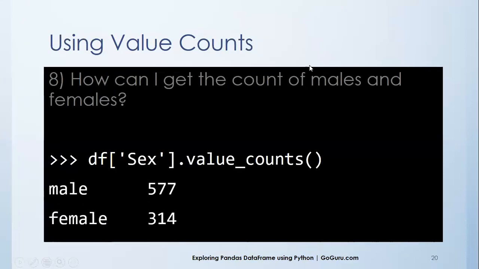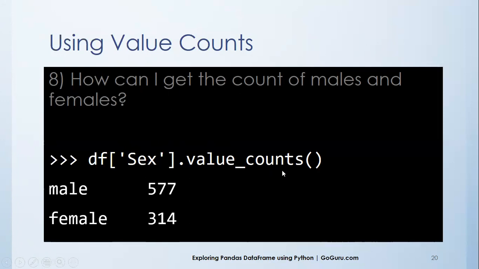Okay. How do you get the count of males and females? We have the dataset. We know it has 891 rows. Now, if I want to get the proportion of males and females in the dataset, here you say df, and in the df, I want the column sex, and you call the value_counts function.